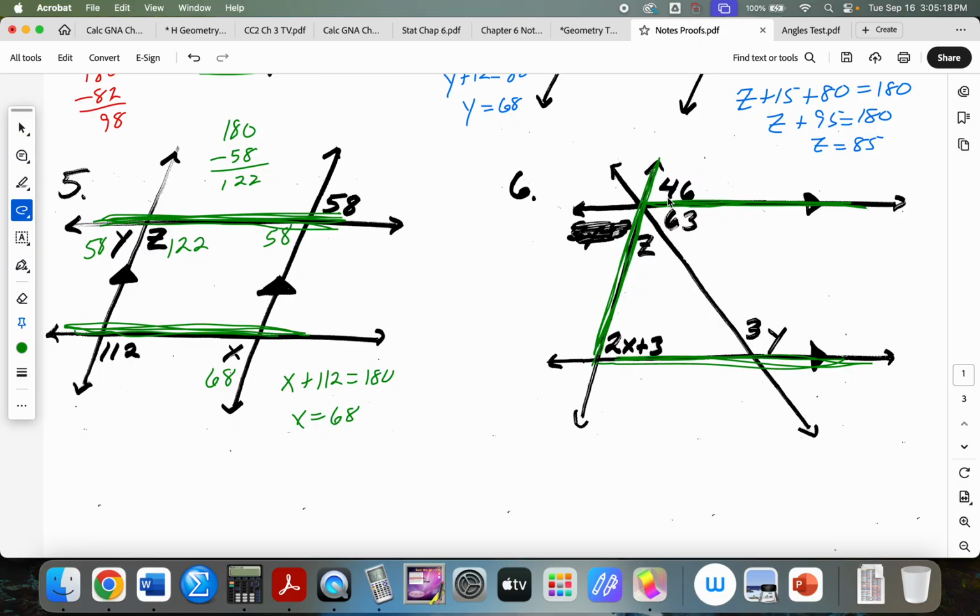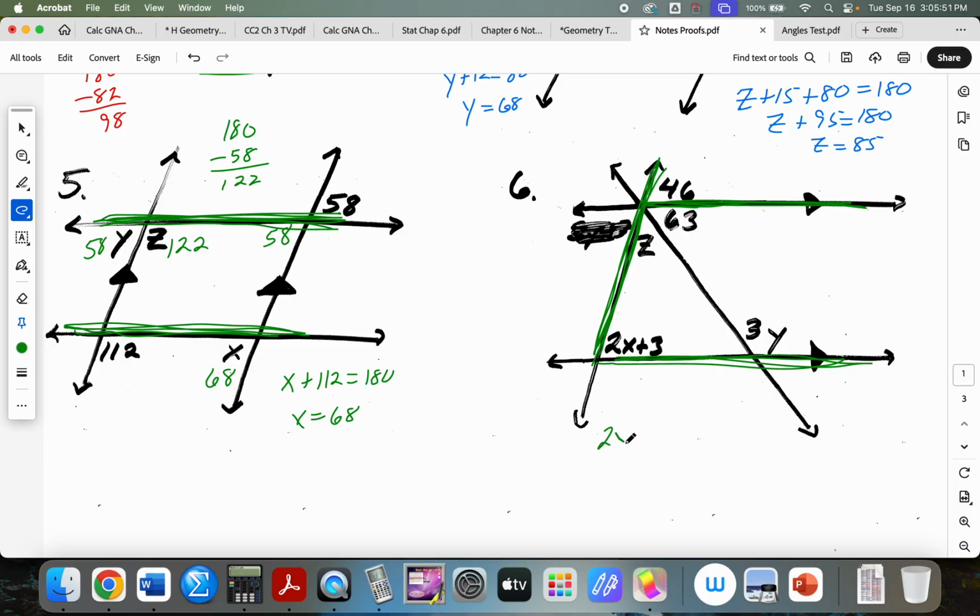They're corresponding. Remember, if I take the 46 here and I just slide it down, does it match up exactly on top of the 2x plus 3? Yes. So we just ignore the other line? Yeah, the other line has nothing to do with the 46 or with the 2x plus 3. That's one of the hard things about this: you have to ignore things that don't have anything to do with anything else.